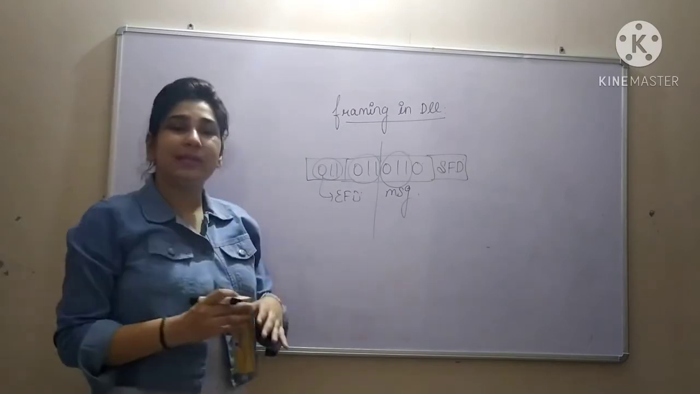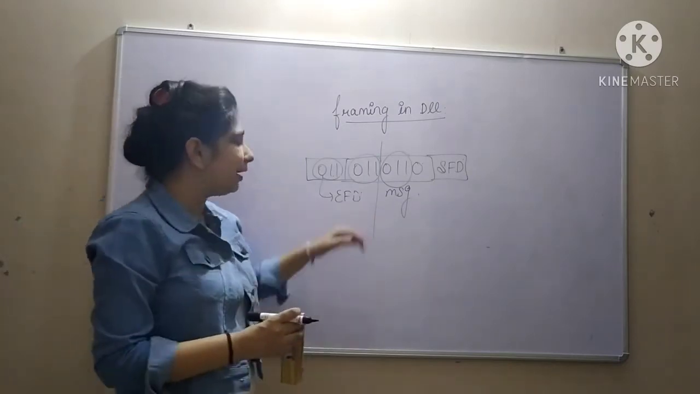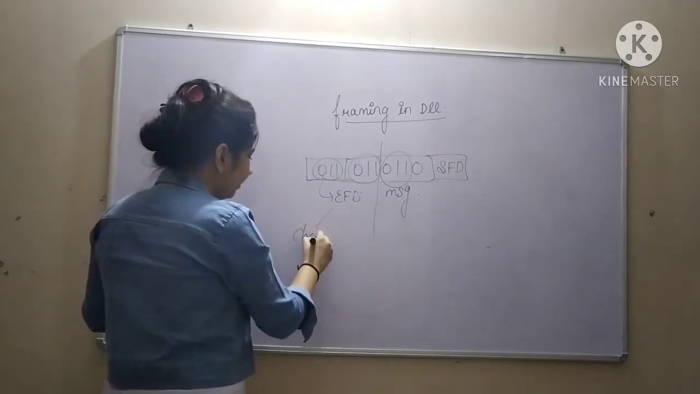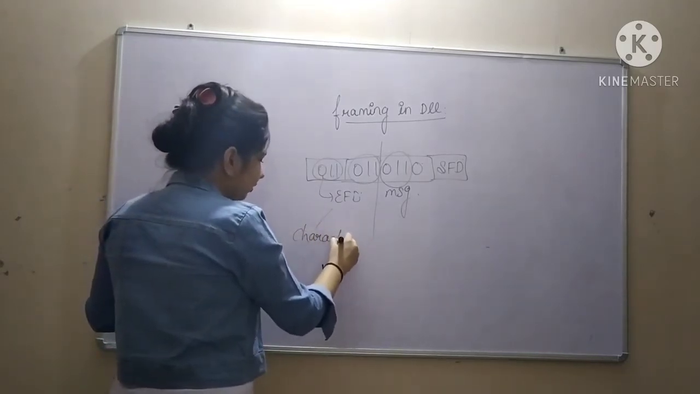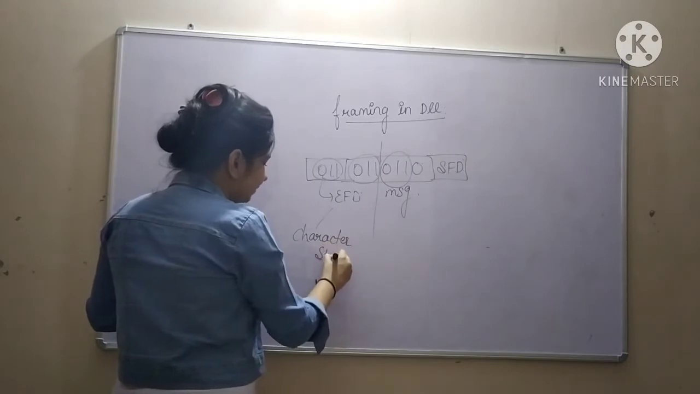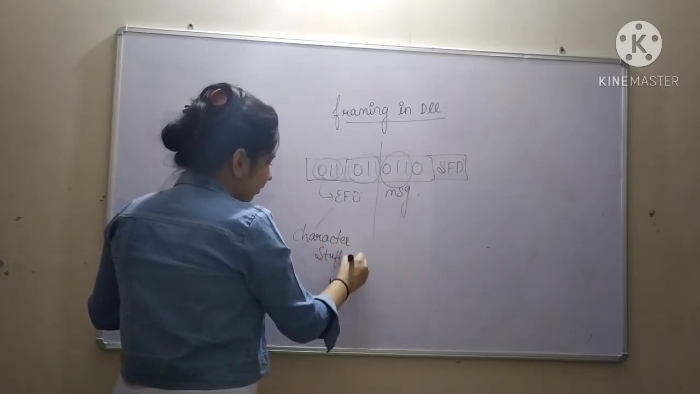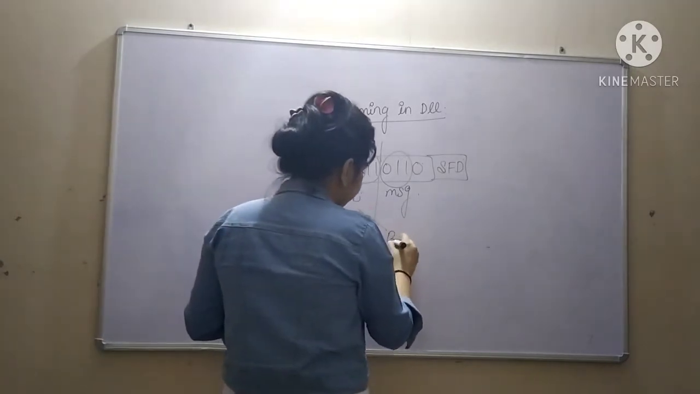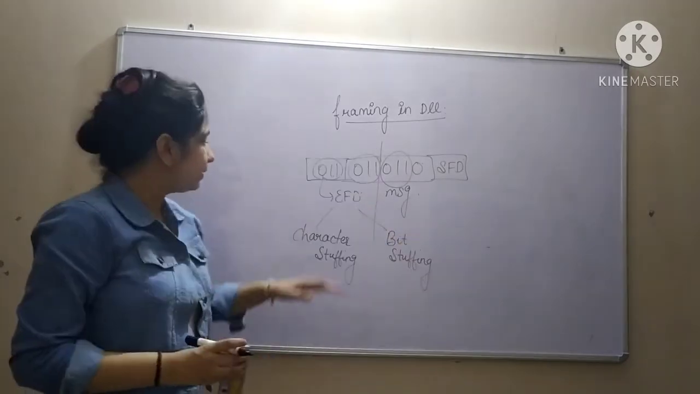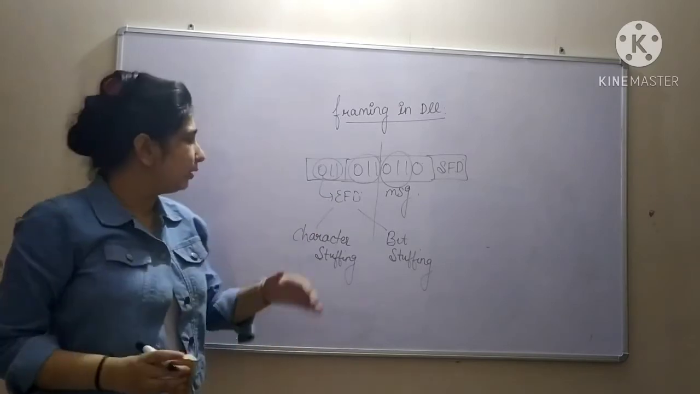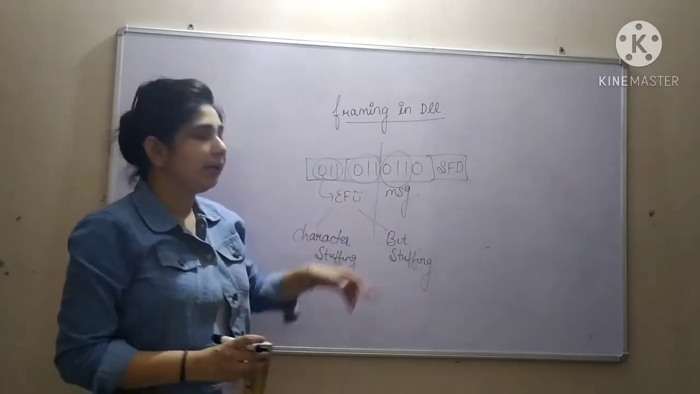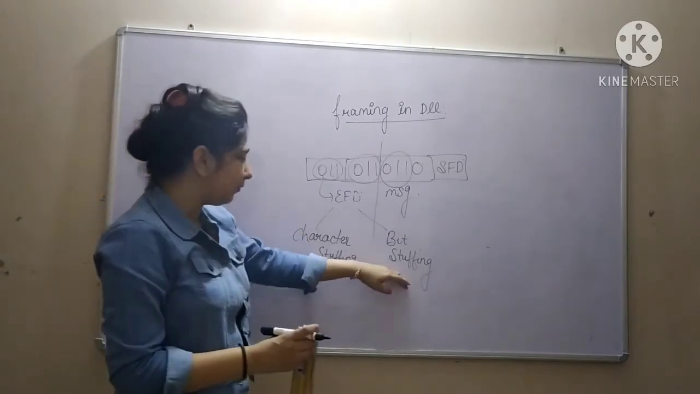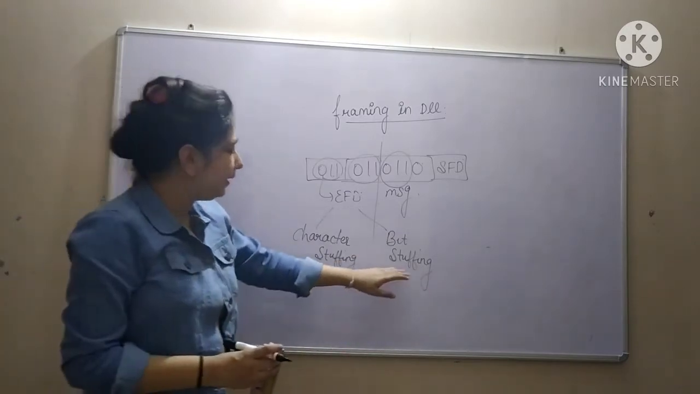So what are the ways to choose your end frame delimiter? We have two ways. One way is character stuffing, and the second way is bit stuffing. These are the two ways we can use to differentiate the end frame delimiter from the message bits.